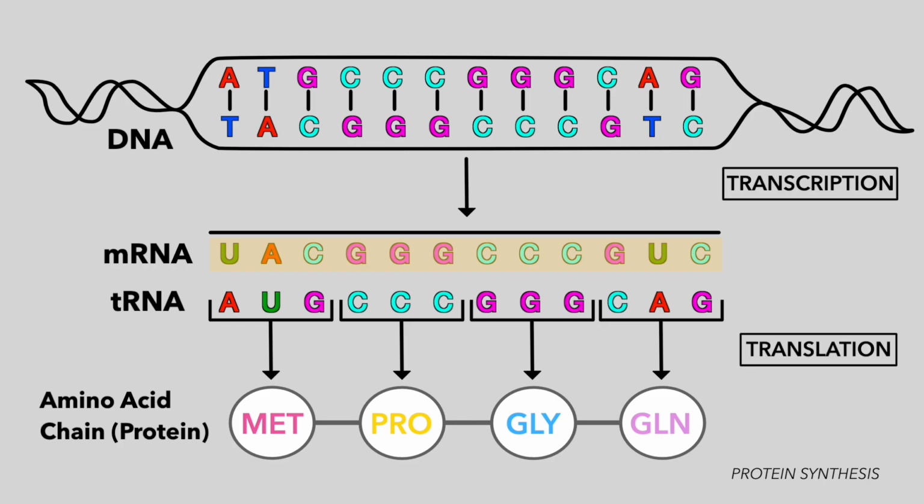So the mRNA sequence once again was UAC, GGG, CCC, GUC. The tRNA sequence is going to be AUG, CCC, GGG, CAG. All this is happening inside the cytoplasm. The tRNA sequence, which was AUG, CCC, GGG, CAG, has formed. Now we're going to use the amino acid charts to figure out the amino acids.